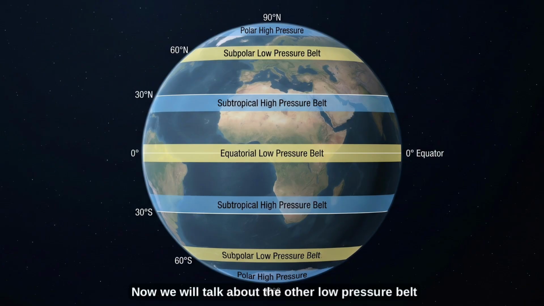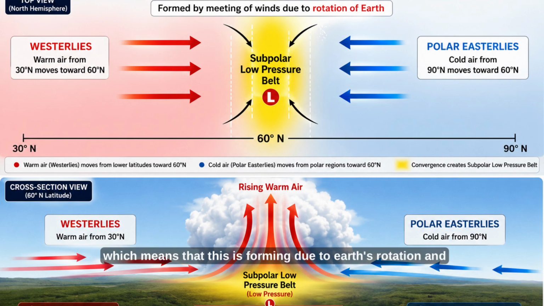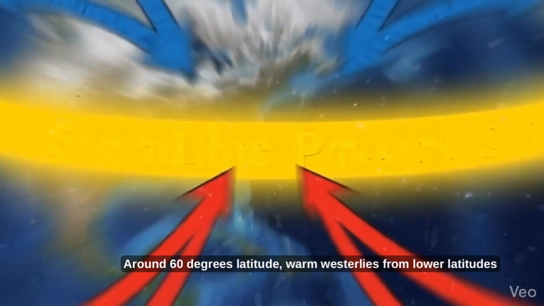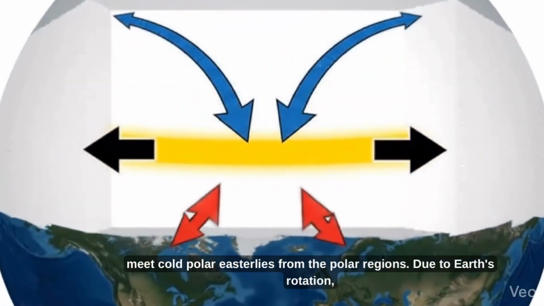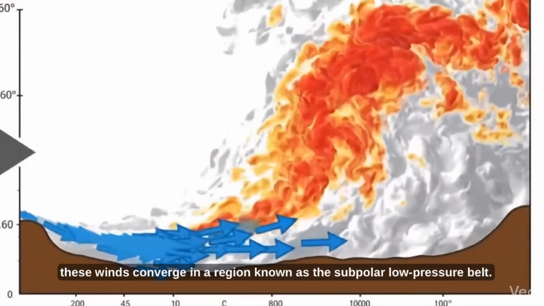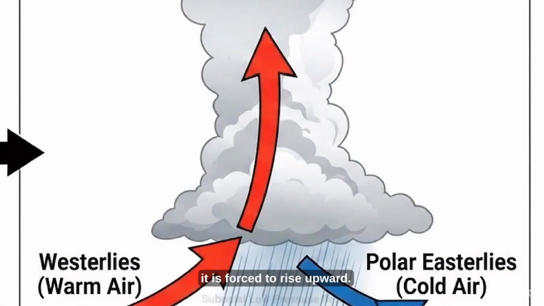Now we will talk about the other low pressure belt, called the subpolar low pressure belt. This is a dynamic belt, which means that it is formed due to Earth's rotation, and not due to direct heating or cooling, like the equatorial low pressure belt. Around 60 degrees latitude, warm westerlies from lower latitudes meet cold polar easterlies from the polar regions. Due to Earth's rotation, these winds converge in a region known as the subpolar low pressure belt. As the lighter warm air encounters the denser cold air, it is forced to rise upward.